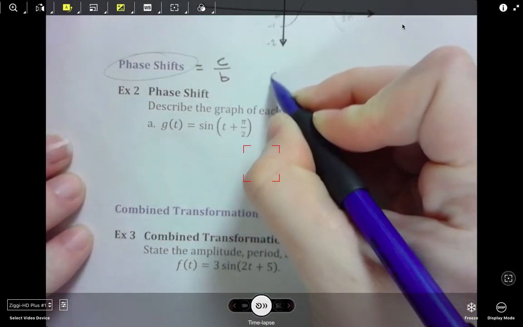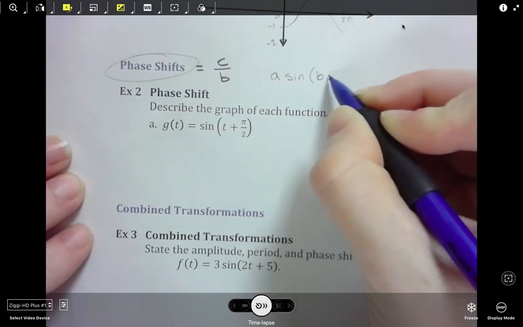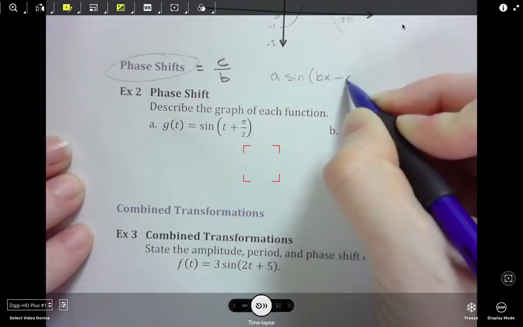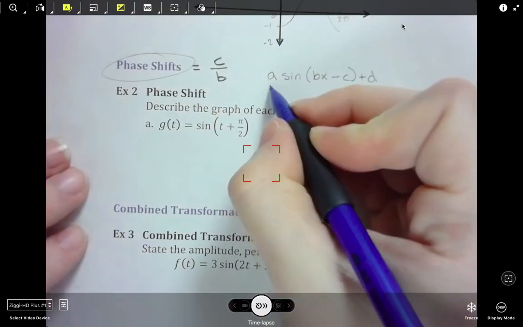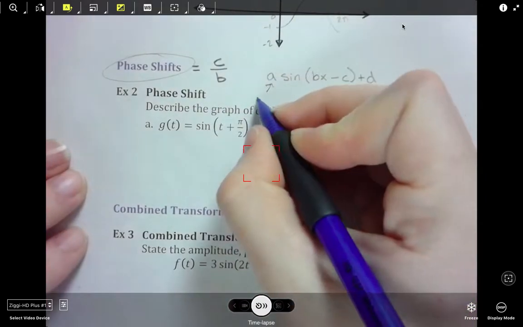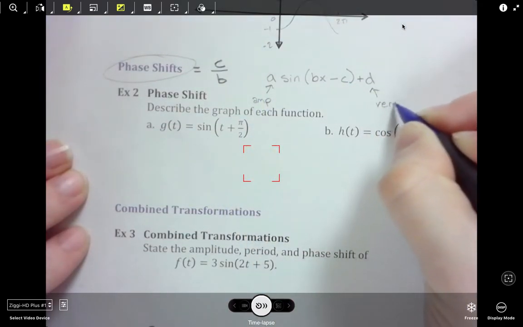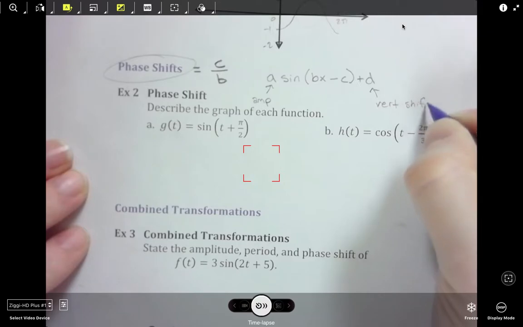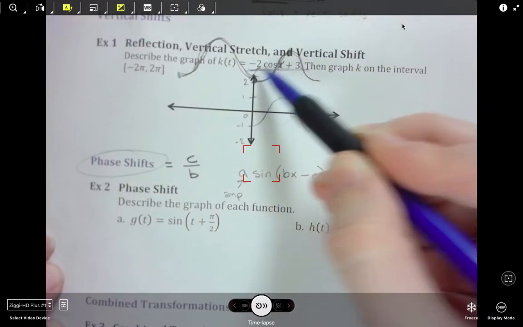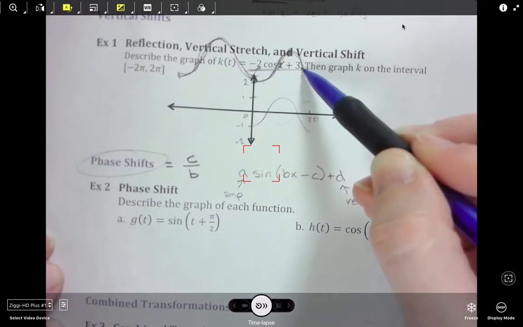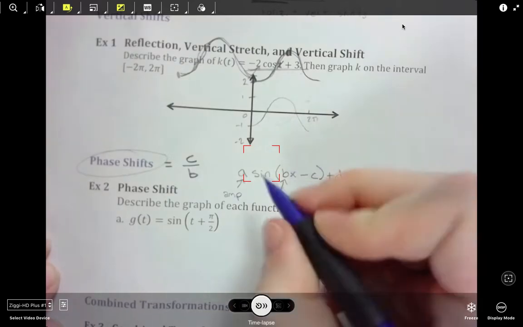It's set up in the form of A sine of B x minus C plus D. I would write this down: A is the amplitude, D is the vertical shift. That's exactly what we just got done doing. So this is your A value right here, the amplitude, and this last one is your D value, which is your vertical shift. B, we've already talked about B before.